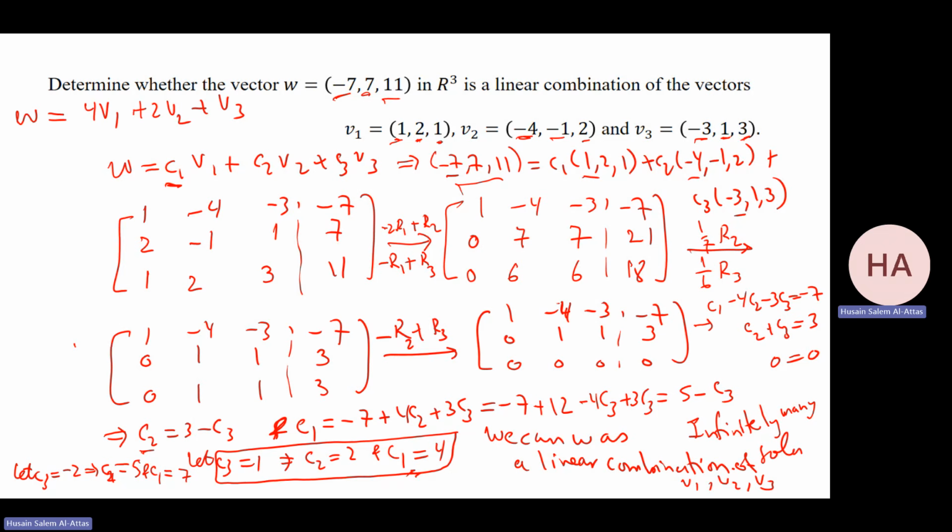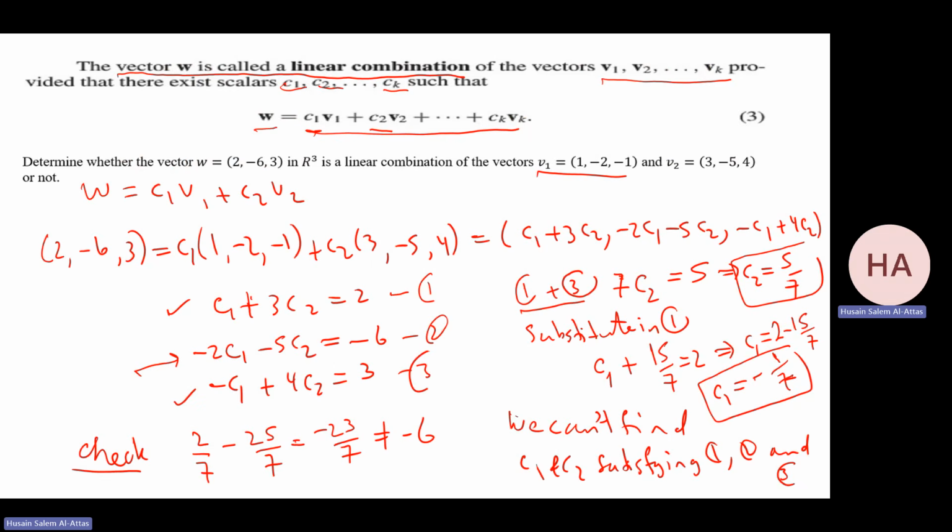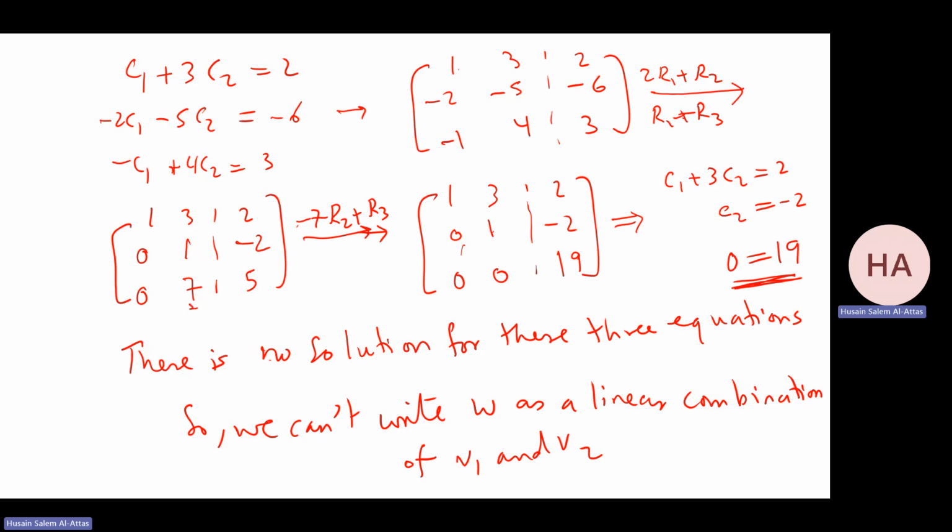So it's correct. Also, there is another way to write W, since if I'm using C3 equal -2, it will be 7 V1 plus 5 V2 minus 2 V3. This is another way to write it. You can check it. Also, this is the correct one. So this is what we mean by a linear combination. Sometimes we cannot find C1 and C2 satisfying all the three equations. So it means we cannot write W as a linear combination of these two vectors.